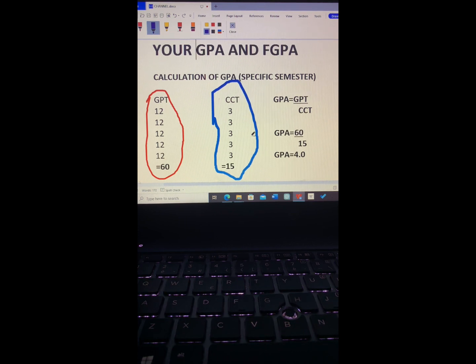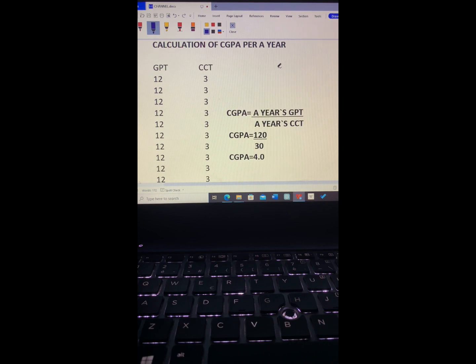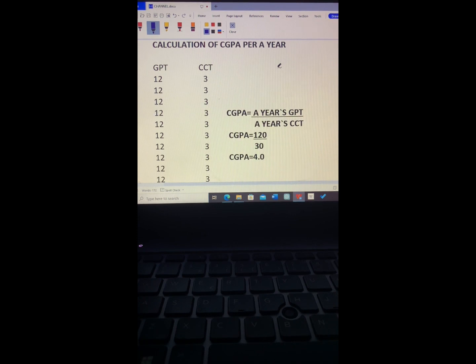GPAs are already calculated by the University of Ghana and they are shown on your student records, but this is how it's actually calculated. What we did was for a specific semester. Here we are going to calculate for the whole year. Just a year. So you're going to add your 2 GPAs to get your CGPA for a year.